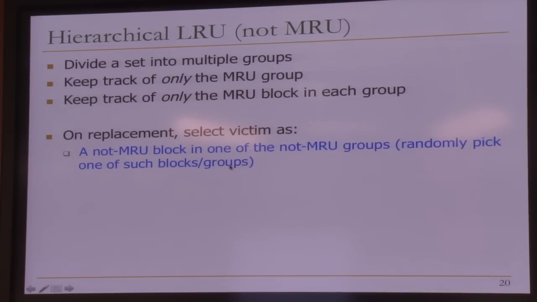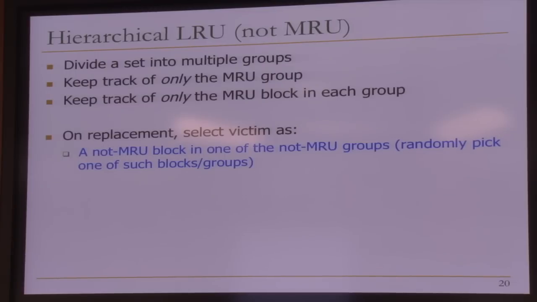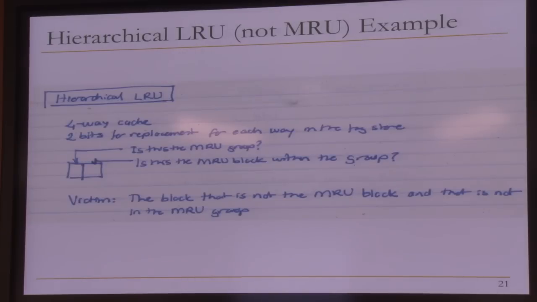You just don't pick the MRU group, and you just don't pick the MRU block. If you don't pick the MRU group, you're not picking the MRU block anyway in that group. Yes, that's right, exactly. But this is kind of a two-level MRU, if you think of it. You're not picking the MRU block within other groups also. It's an approximation. Okay, I'm going to skip this.